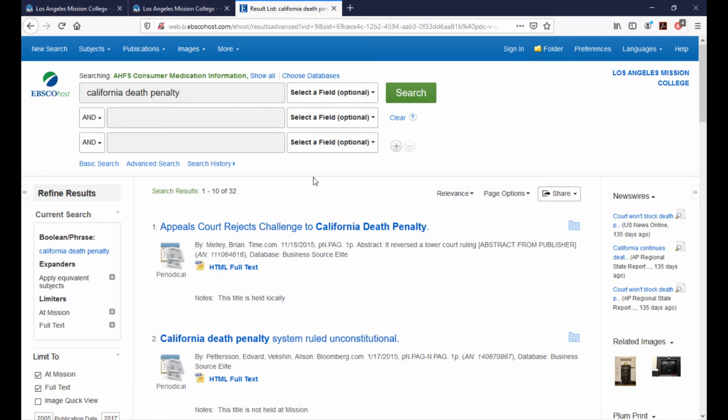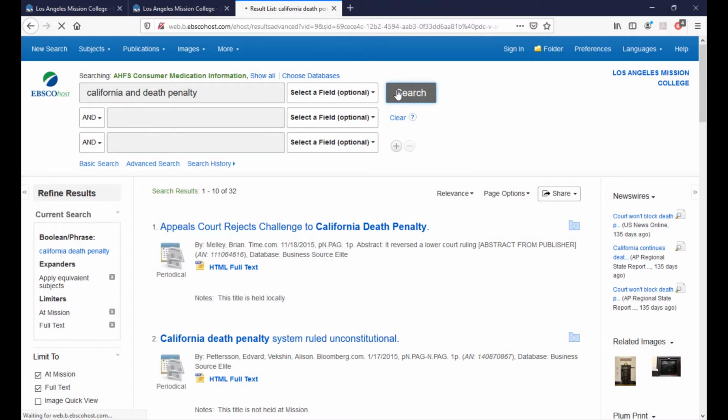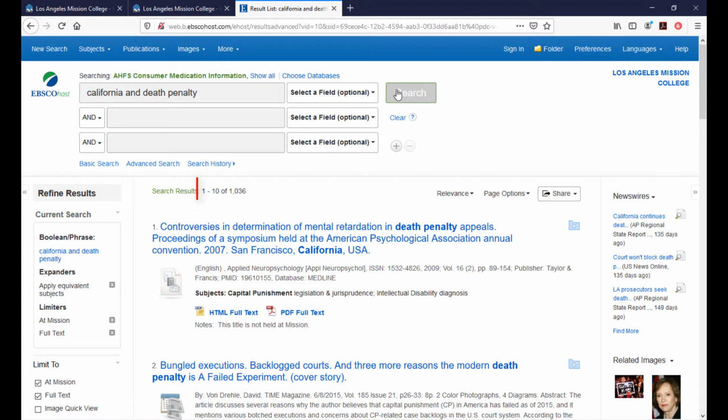You should separate the keywords with the word "and". This will allow for matches on California and death penalty without the keywords having to be next to each other. Note how the number of results has increased.